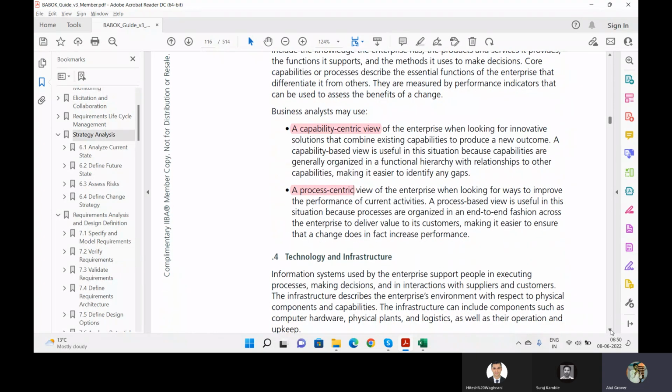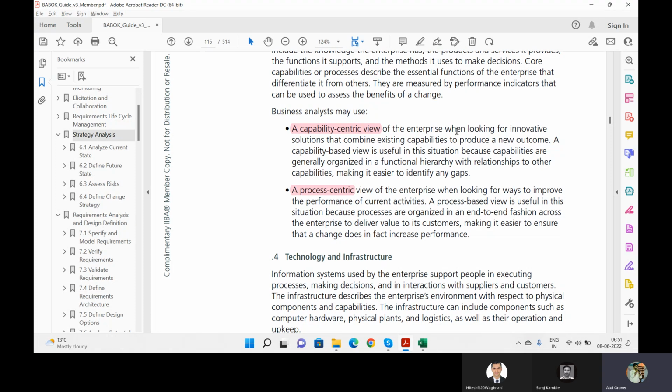What does this mean basically here? Capability-centric view of the enterprise: when looking for an innovation solution, combine existing capabilities to produce a new outcome. Nowadays, a lot of companies have their capabilities as well. They have their COE, Center of Excellence, for every domain.